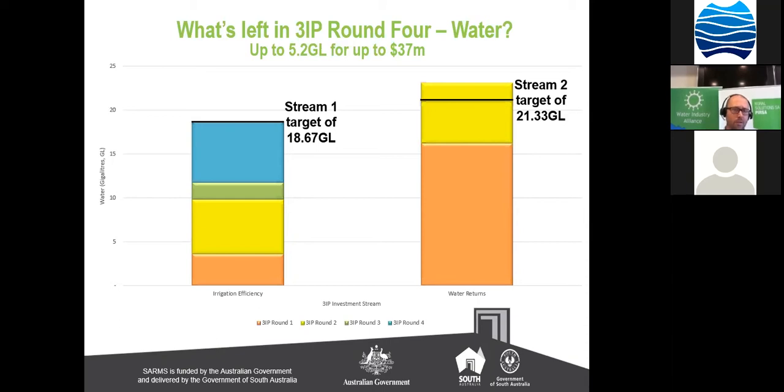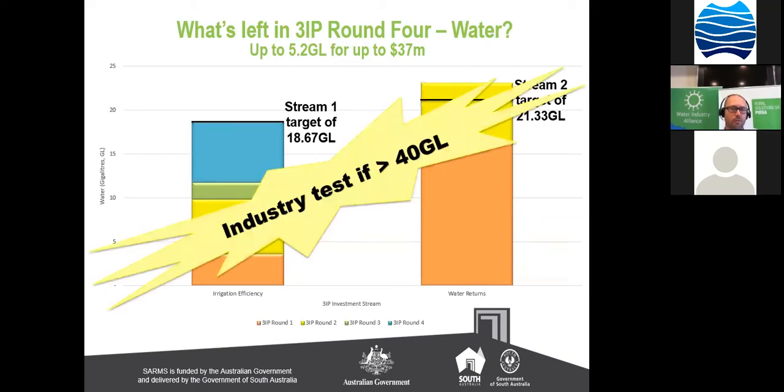And in stream one, you can see the blue element is what we need to achieve under our current round four, and we would hope to achieve that. If we do end up achieving that and go a little bit beyond, we've worked with industry and kept to the plan, if you like, and made sure we delivered this in good faith. So if we do end up going beyond 40 gigalitres, we will make sure we go back to industry and say, hey, look, we've got some extra water here. What would we all like to do with this extra water? So that is a commitment we've always had, and we will keep sticking to that.